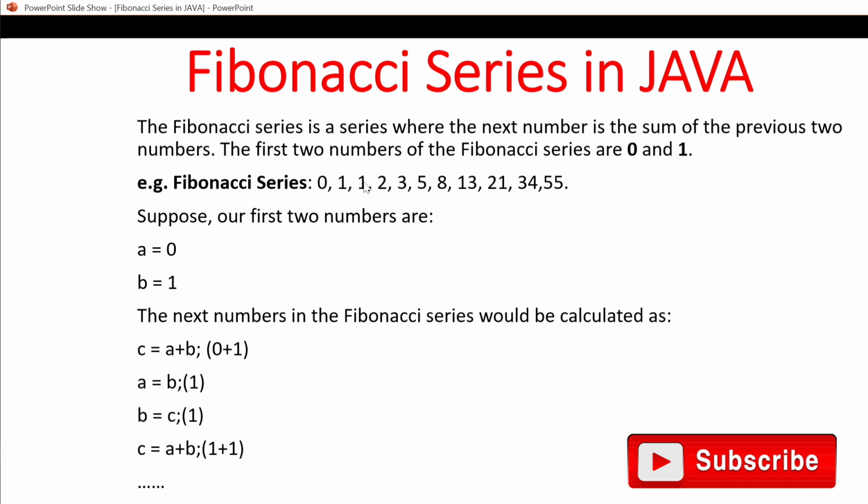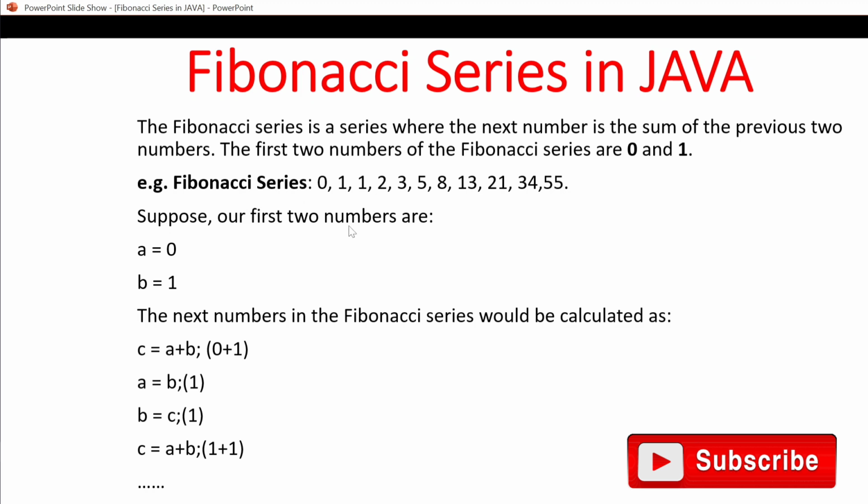So the third number becomes 1. How? Because we are adding the previous two numbers. And here, 1 plus 1 is equal to 2. Right? And 2 plus 1 is equal to 3. So like this we are generating the Fibonacci series.